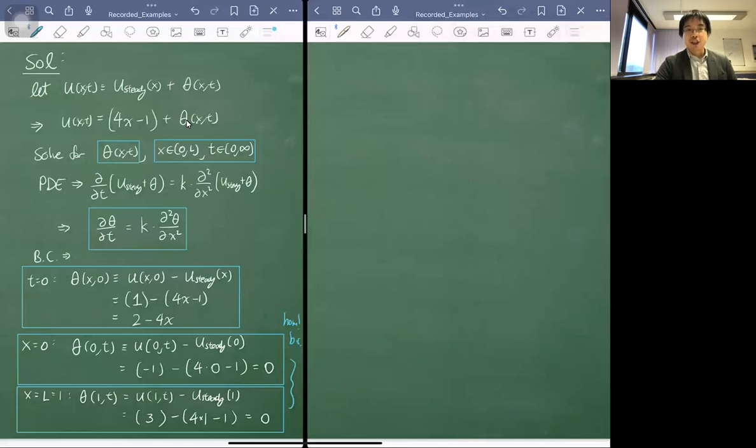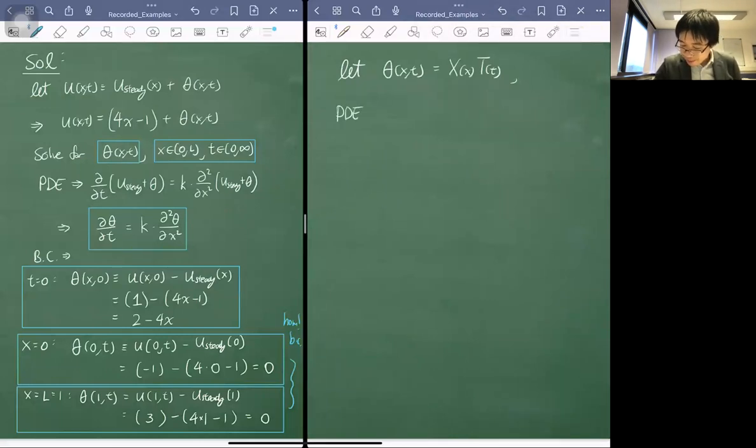Directly. Once we wrote this, what is the next step? Well, we do separation of variables. So now we let theta(x,t) equal capital X of x, capital T of t, right? So this is a product of the two functions.